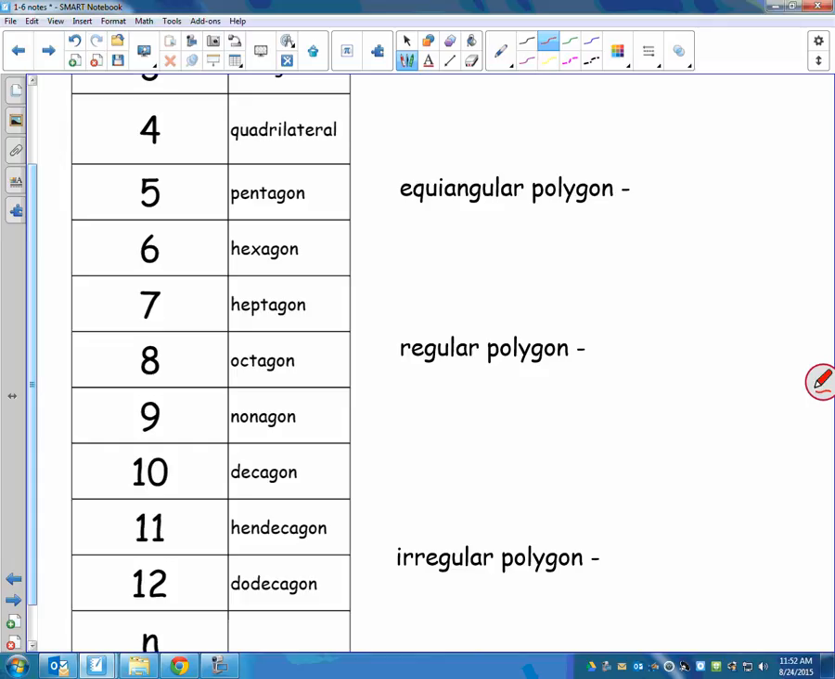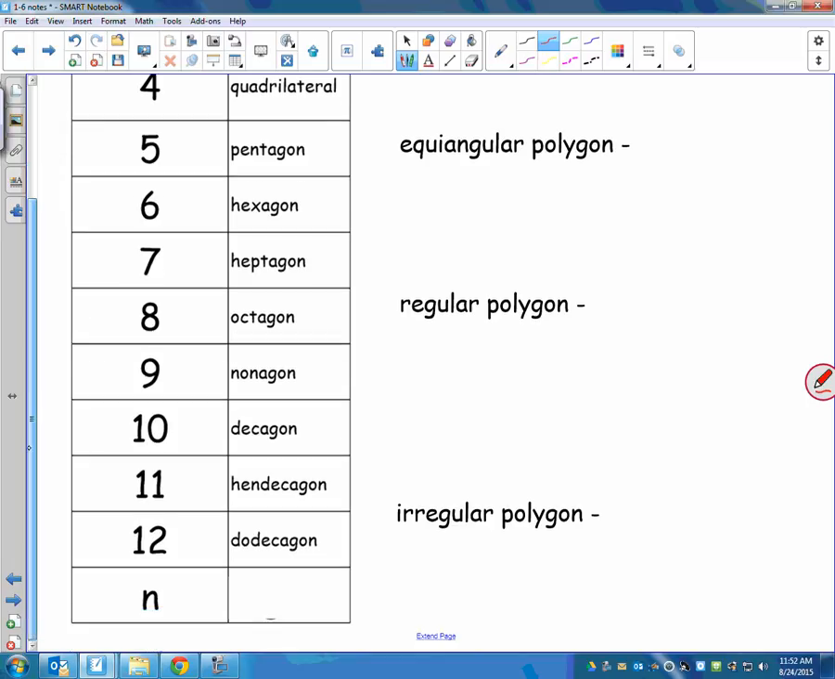After 12, there is no special name. So anything over 12, you just call it an n-gon. If it had 15 sides, you would call it a 15-gon. I actually had a 22-sided shape once that I made, and we looked up the name for it, and it was something really, really complex. 22-gon. That's what we're going with.